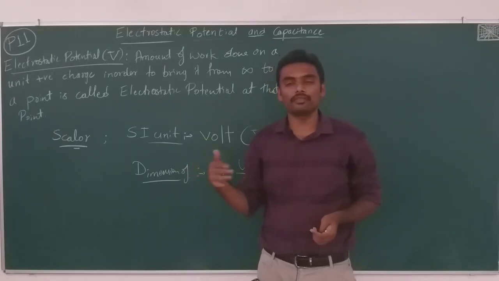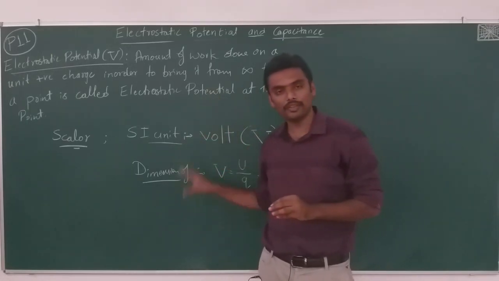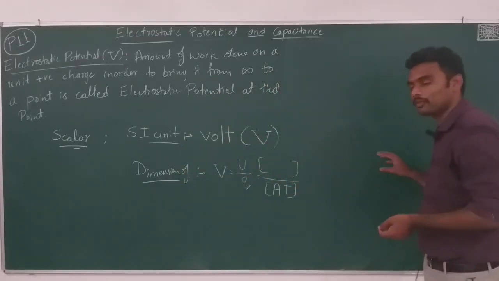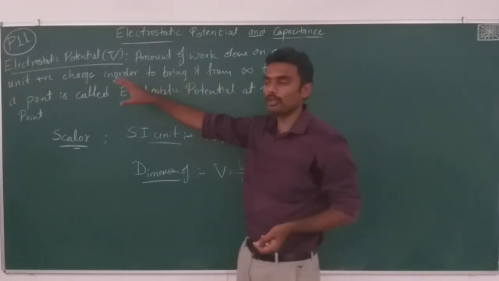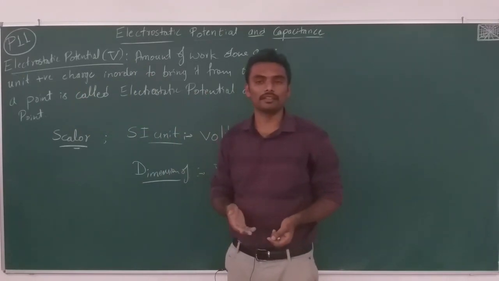Even if you refer to the answer in the book, the procedure is the same. It's just that we have considered small q equal to plus 1 coulomb at the end, and they have considered small q equal to plus 1 coulomb in the beginning itself. Just go through that, you'll get it, right?